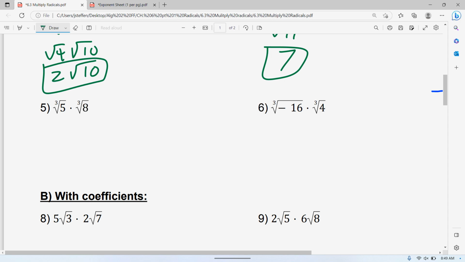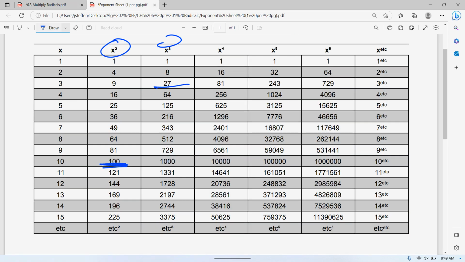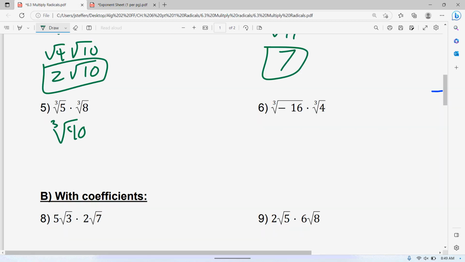Now to get back on track, the third roots, again, as long as they're the same index number, we can multiply those. So 5 times 8 is the third root of 40. 40 is on our list. 40 would be right here. So 27 doesn't work, but 40 divided by 8 does. So this is the third root of 8 times the third root of 5. The third root of 8 is 2.